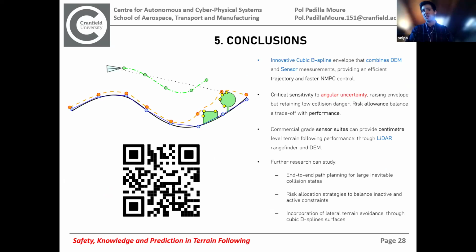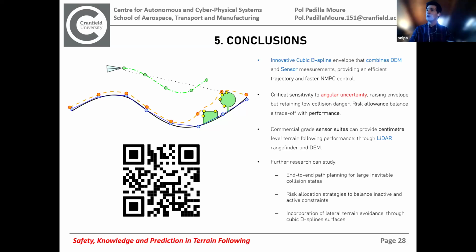Just to do a recap, this is now nearing the end, but the two stages. First stage is the cubic basis spline. We are combining the DEM with the sensor measurements, and this is given to provide an efficient trajectory, and using afterwards a faster NMPC control on a shorter horizon. Critically sensitive to angular uncertainty. So this is the main point that we must look to and why we choose LiDAR.